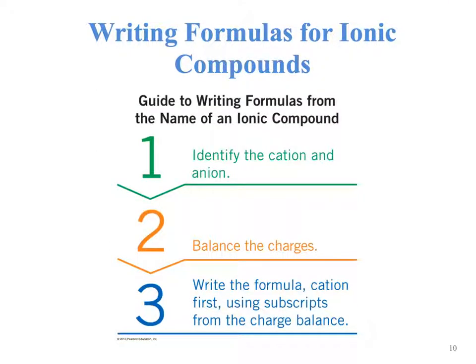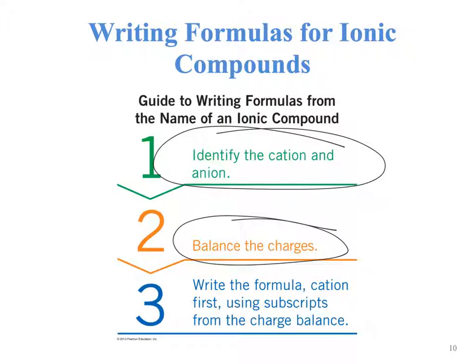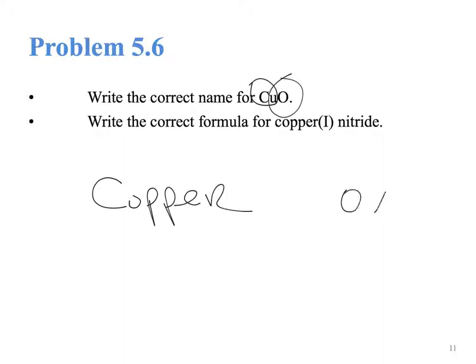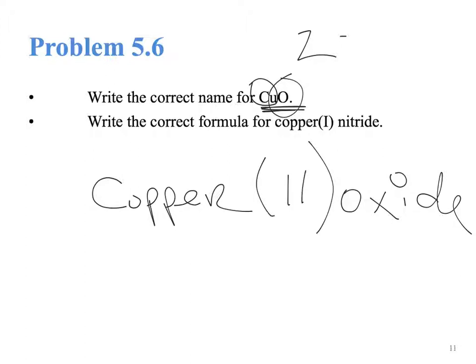So let's write the formulas and be able to identify them. First identify the cation and the anion, balance the charges, and then write the formula. This is the metal, so it's copper, oxide, and in order for the charges to be balanced, the charge of oxygen is always -2, so it has to be copper(II) oxide.